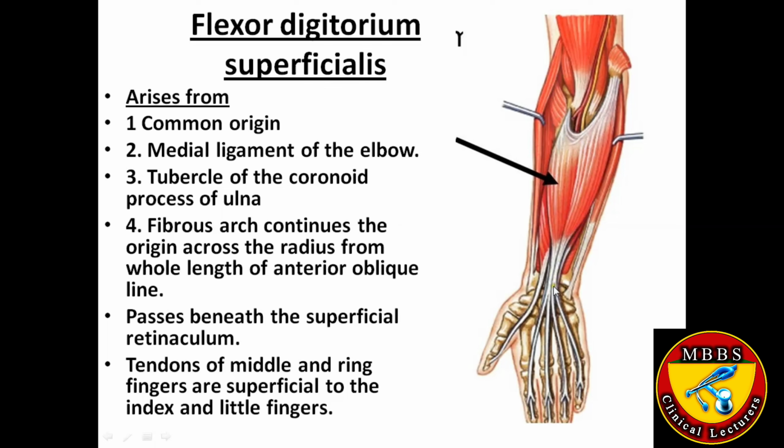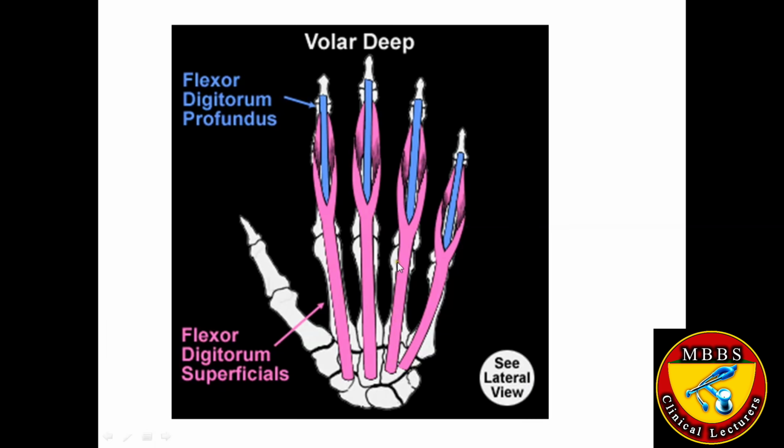So the tendons pass through the arch, and they arrange themselves into two groups, superficial and deep. In the superficial group, the middle and ring finger tendons are present, and in the deep group, the tendons of the index and little finger are present. When they reach the proximal phalanx, they split into two and attach on the middle phalanx. When they split, they allow the passage of the tendon of the flexor digitorum profundus.